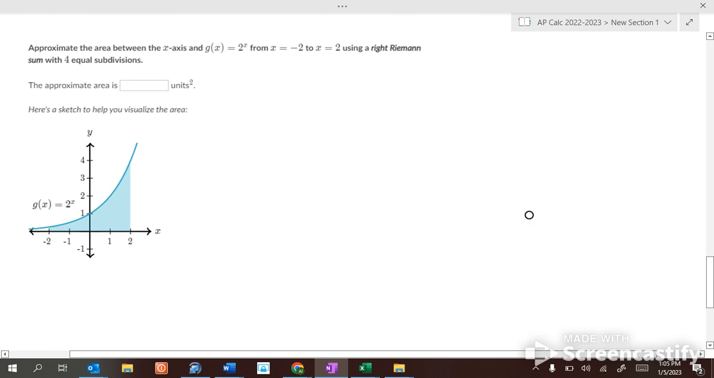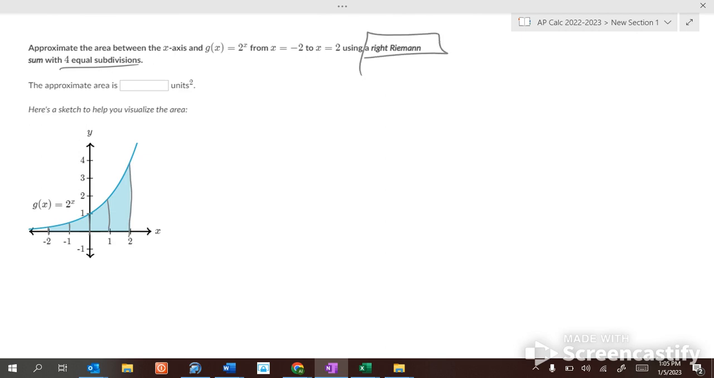Here we got to put on our own subdivisions. There's 4 of them. Well, it makes it easy because there's our 4 rectangles. Now it says using a right Riemann sum this time. So we got to go to the right side and do it. Okay, so actually my drawing is a little bit off here.